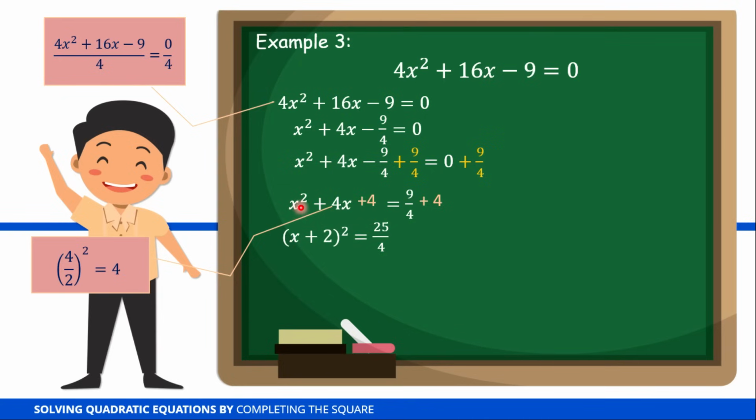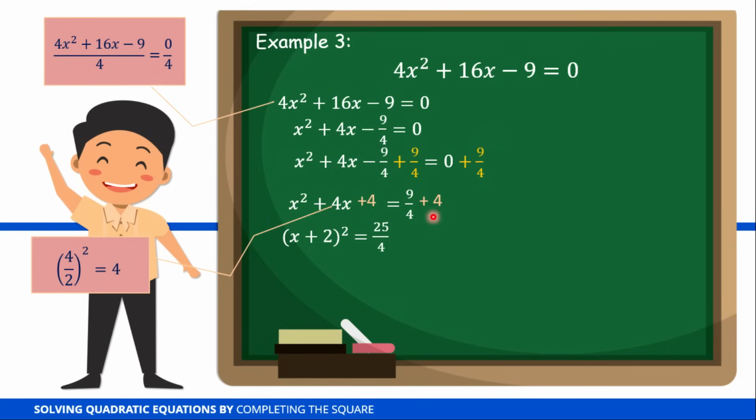Get the square root of x squared. We have x. The sign of our middle term is positive, so let's put positive here. Get the square root of 4, which is 2. And then we just square our binomial. So we have quantity x plus 2 squared. Let's simplify the right side.